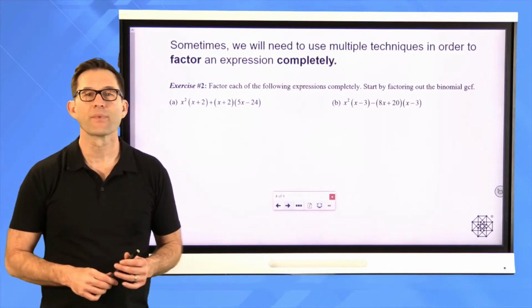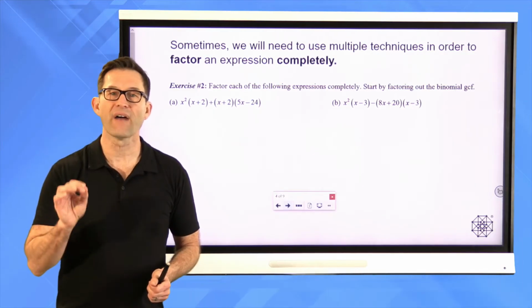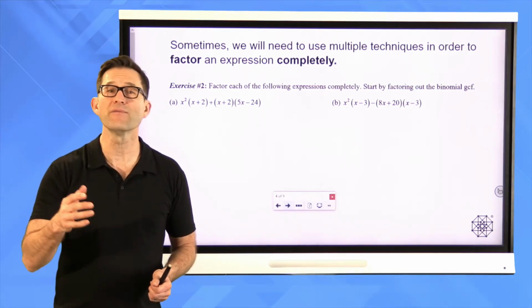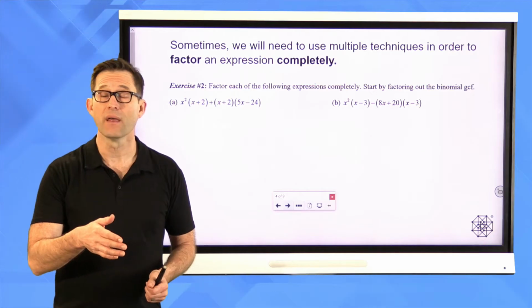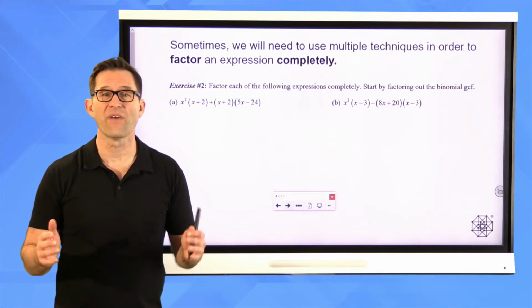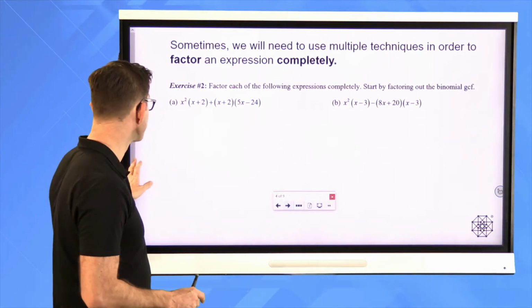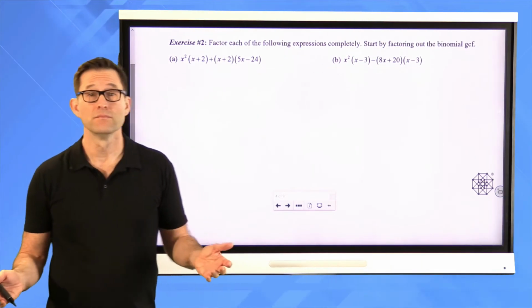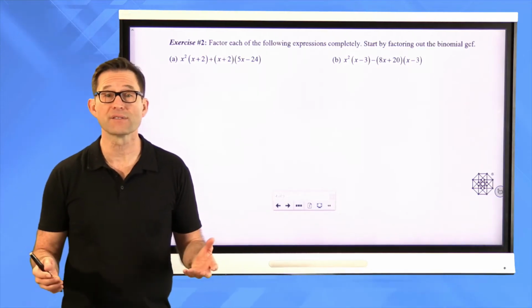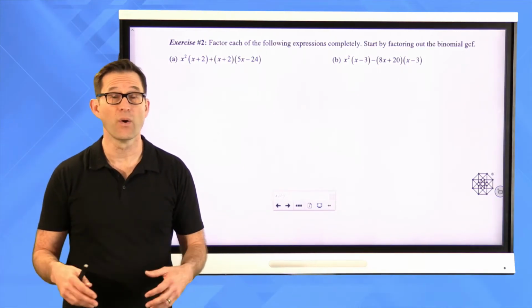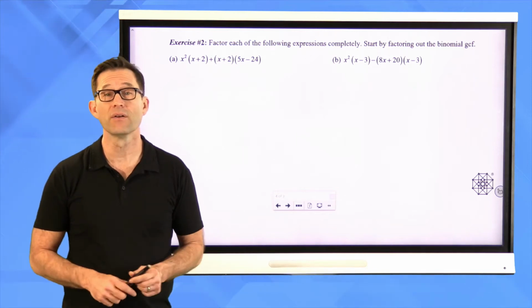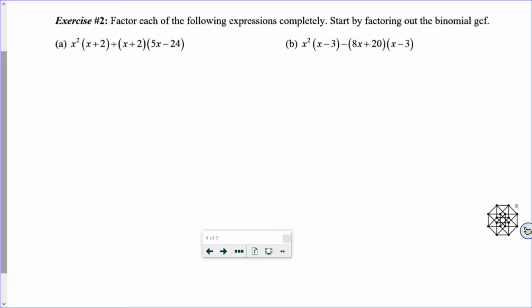Now sometimes we will need to use multiple techniques to factor an expression completely. We did complete factoring in the last lesson. All complete factoring really means is to factor until you can't factor anything anymore. But it's always still going to boil down to one of those three techniques, or two of those three, or maybe 3 out of the 3. Let's take a look at exercise number 2. Factor each of the following expressions completely. Start by factoring out the binomial GCF. All right, cool, let's take a look.